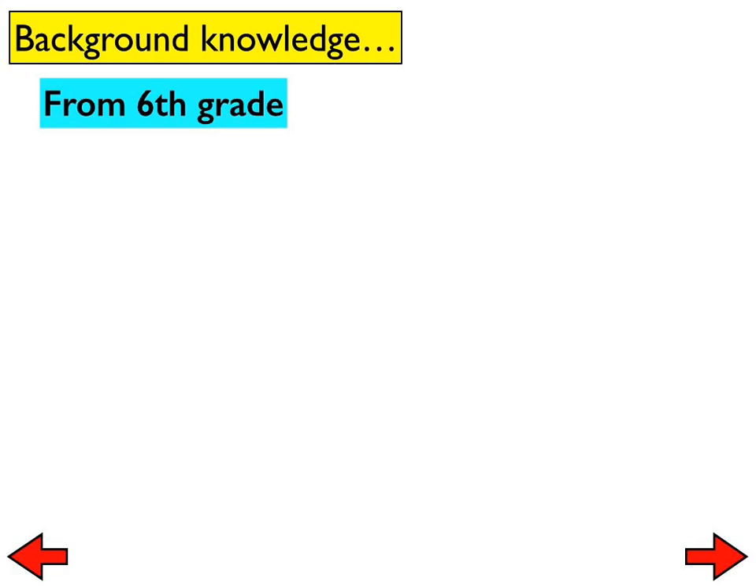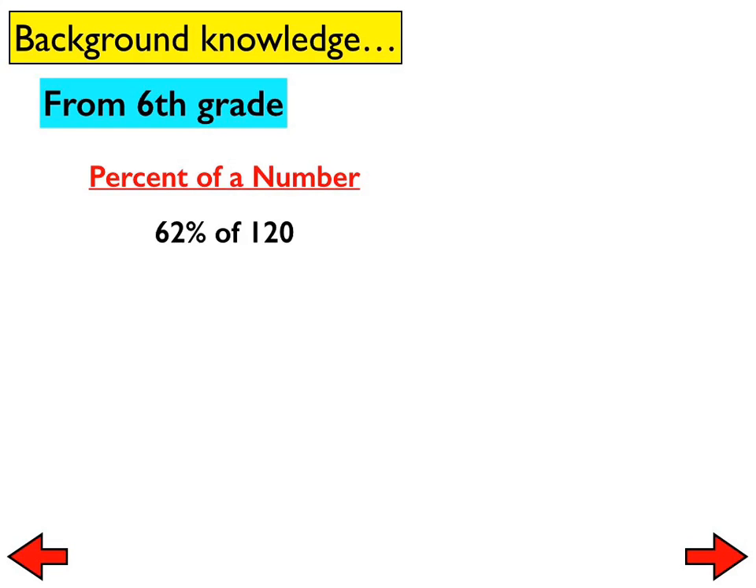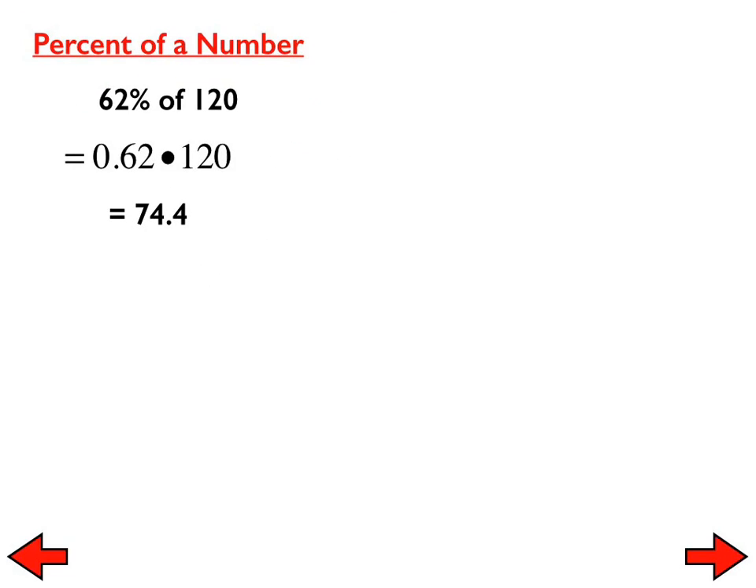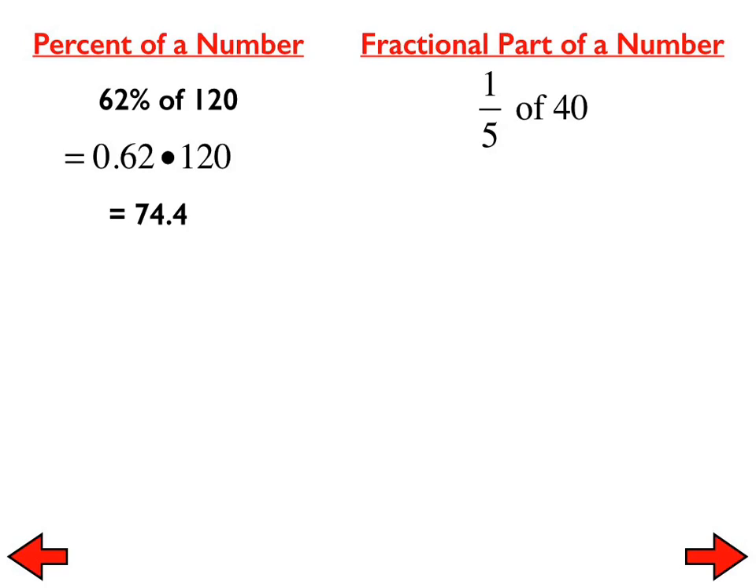A little background knowledge. This is now the third or the fourth time that we've reviewed this from 6th grade, where we worked a little bit with finding the percent of a number, which in terms of a math problem turns into 0.62 times 20. We've done that probably 100 times over the last 3 or 4 lessons, including homework. And today we extend this to the fractional part of a number. So the relationship between the two ideas is very simple.